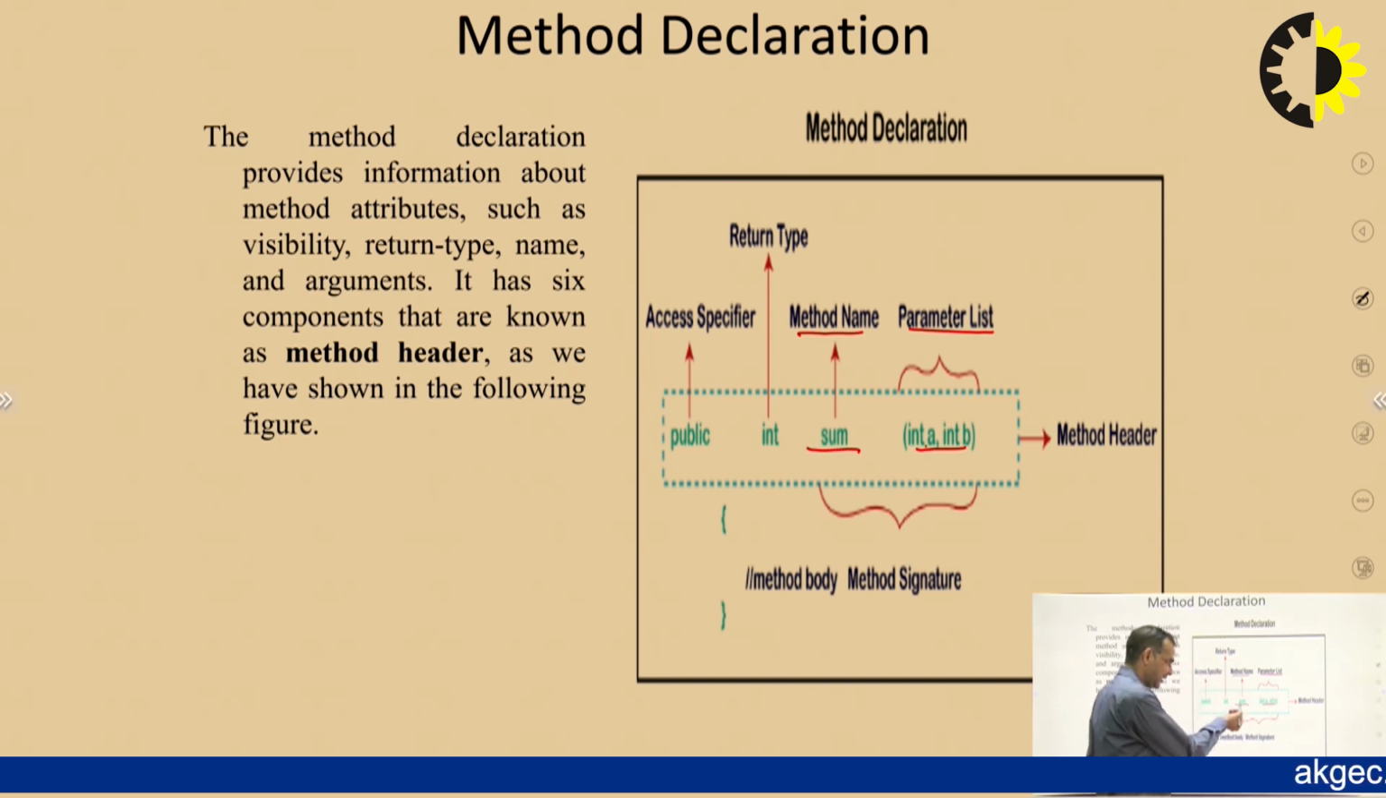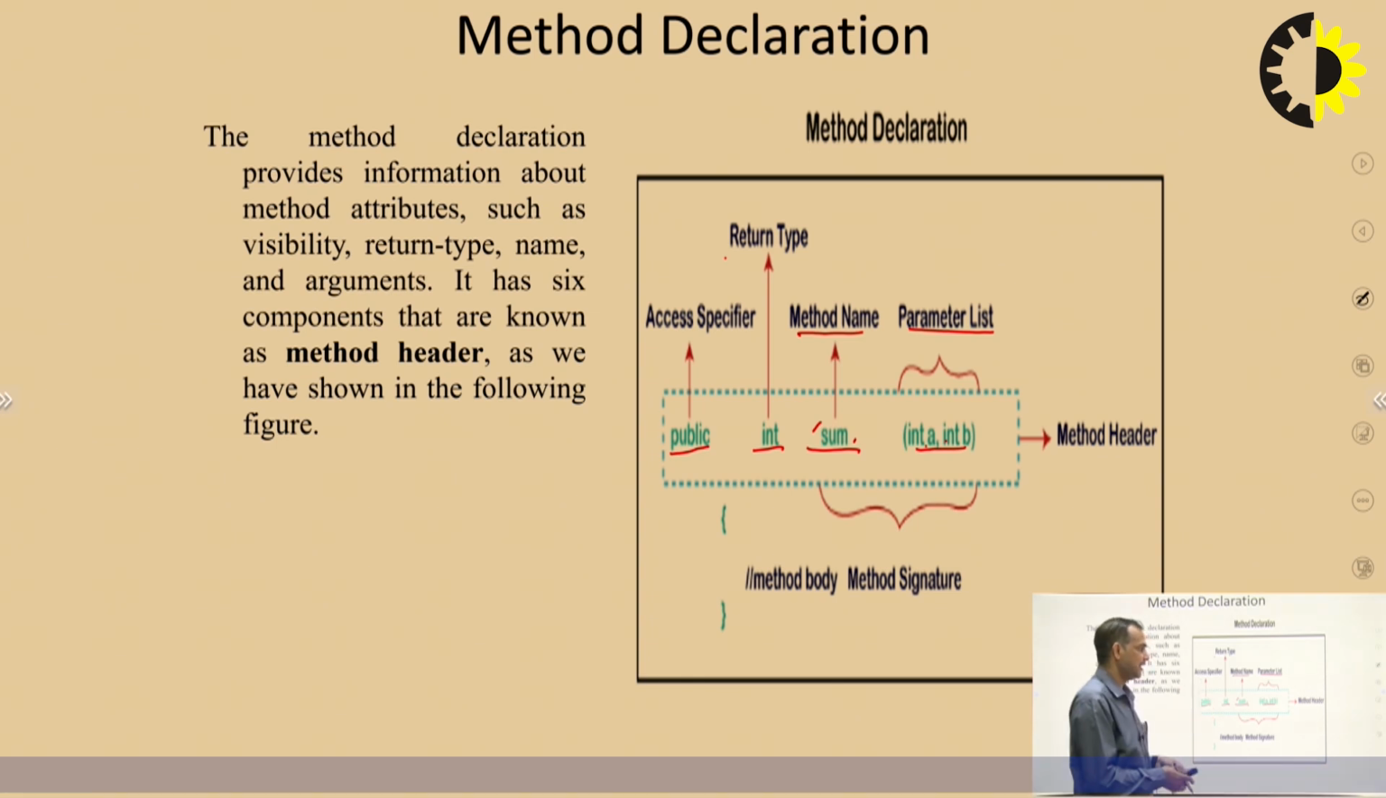When we declare a method, it is mandatory to define which type of value the method returns. So it is known as the return type. It has two variables, int a and int b. A and b are both integer type, so its return type is int. And we declare it as public. We will discuss that later. It is an access specifier. What is the meaning of this?